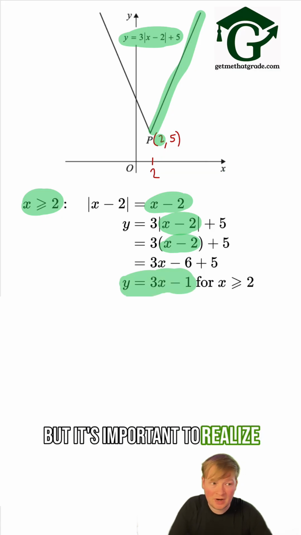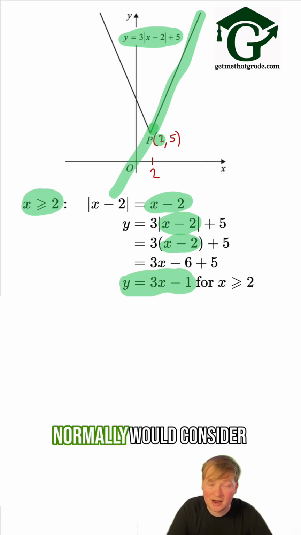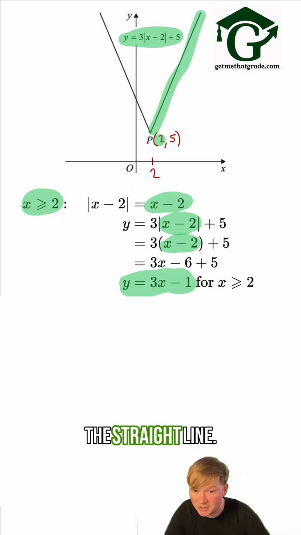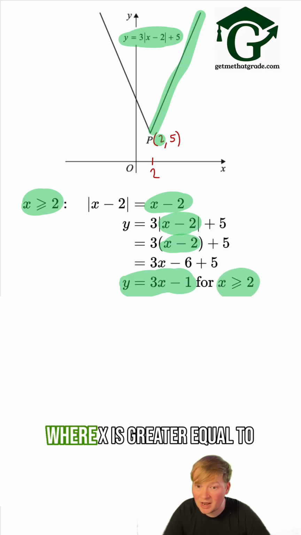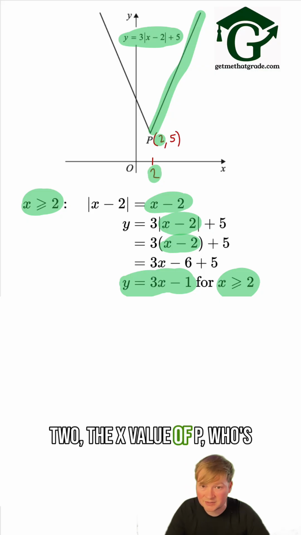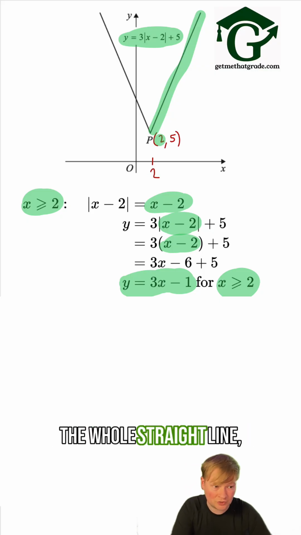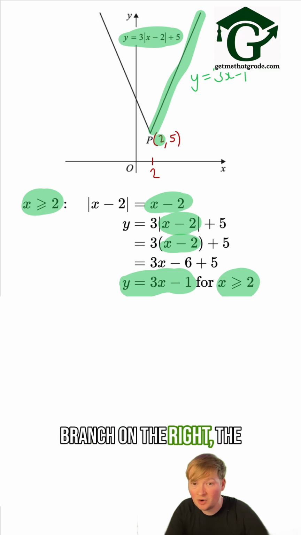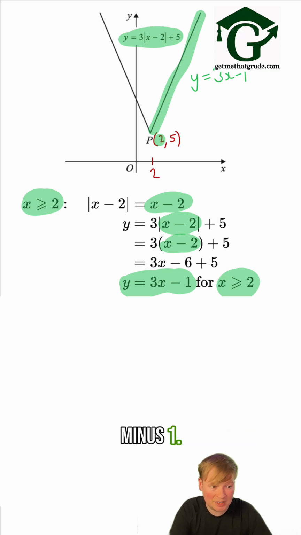But it's important to realise that we haven't got the entire straight line, as we normally would consider when we just write this down. In fact, we only have part of the straight line. The part of the straight line where x is greater than or equal to 2, the x value of P. It's not the whole straight line, just this part. So the equation of this branch on the right, the green branch, is y equals 3x minus 1.